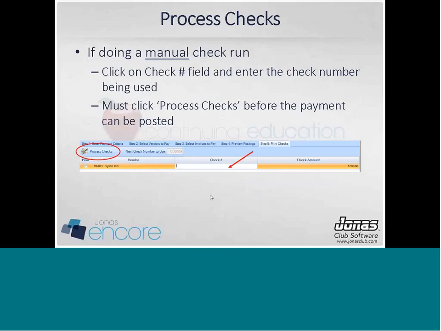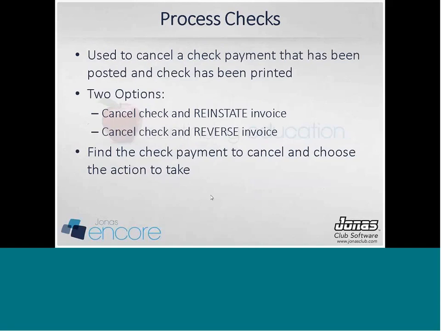So manual checks would maybe be used if you had an issue with your printer, or if you were handwriting a check, a one-off check, maybe for a miscellaneous vendor. But this isn't really a commonly used function on a regular basis. Sometimes employee checks are done this way. But in this case, you do need to specify the check number.